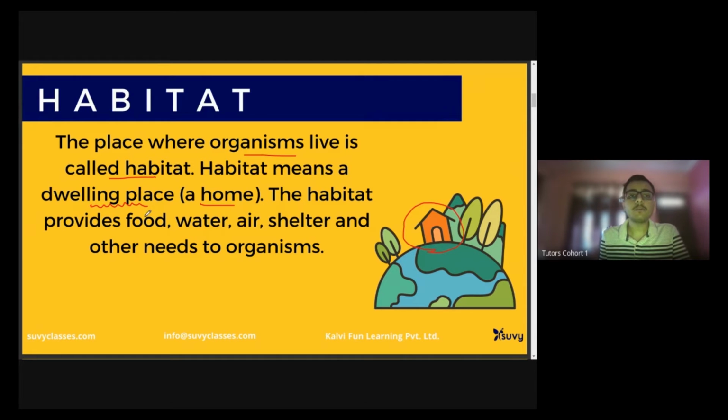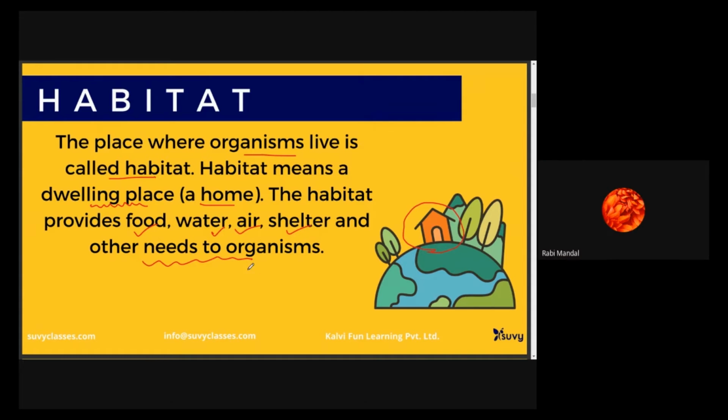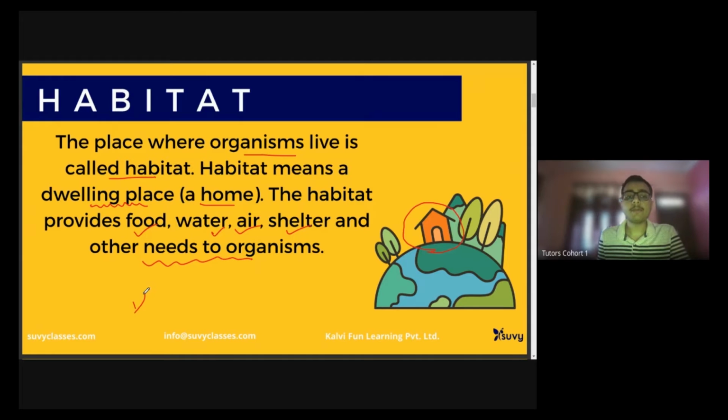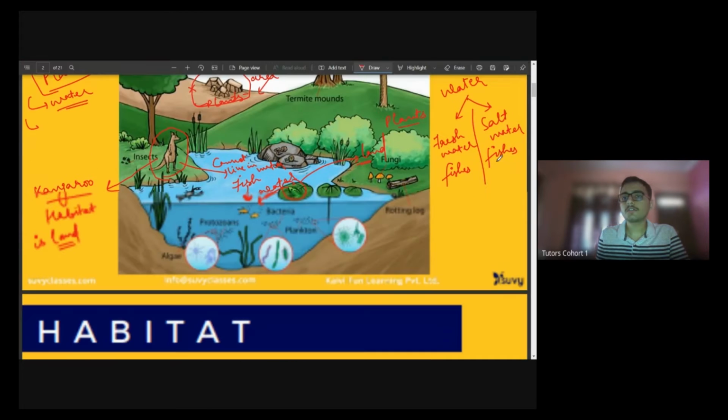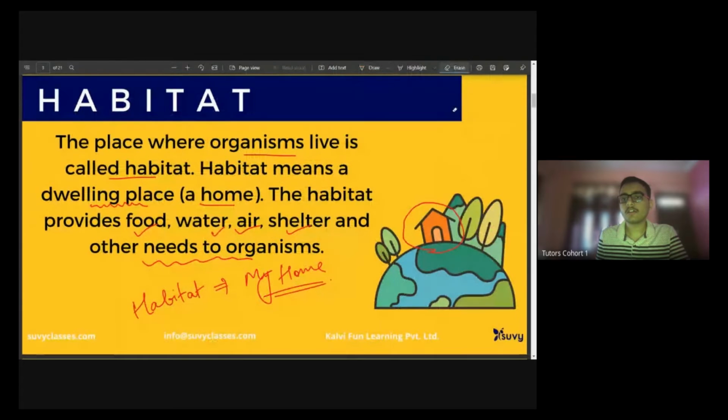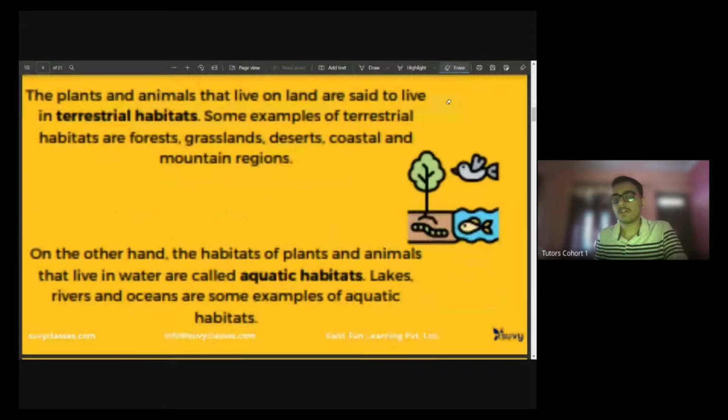The habitat provides us food, water, air, shelter, and other needs to organisms, right? If I am getting food at my home, I am getting water at my home, I am getting air and shelter, and other needs are being fulfilled at my home, so my habitat is my home. Okay? So I'll move to the next.